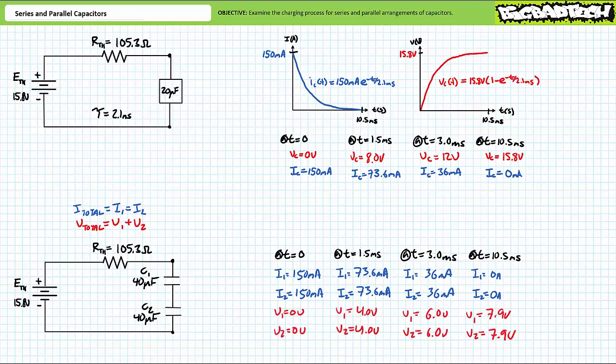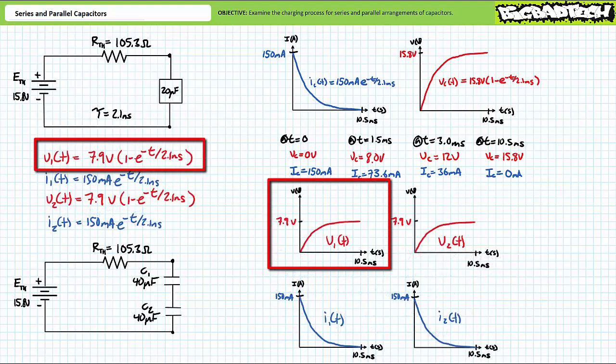At t equals 0, both capacitors are initially uncharged at 0 volts. By 1.5 milliseconds, C1 will have charged up to half of roughly 8 volts, or 4 volts, as will C2. By roughly 3 milliseconds, C1 will have charged up to half of 12 volts, or 6 volts, as will have C2. And finally, at 10.5 milliseconds, C1 will have charged up to half of 15.8 volts, or roughly 7.9 volts, as will have C2. At any point in time, an application of Kirchhoff's voltage law demonstrates that the voltage across the total capacitance will be the summation of the individual capacitors comprising the series arrangement. V total equals V1 plus V2. Given equal capacitors in series, voltage is apportioned evenly between them.